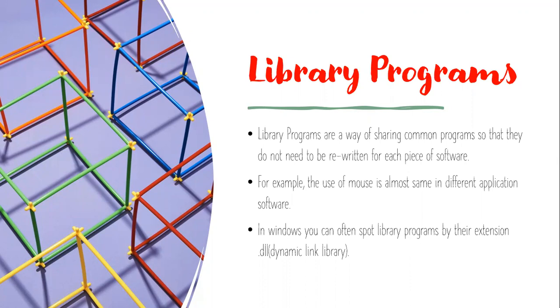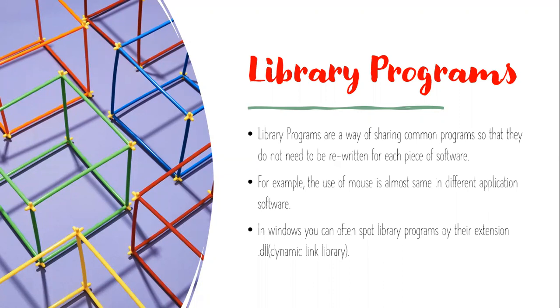For example, take the mouse. If we are using the mouse for each and every process, we are not changing anything in the software of the mouse. We are simply using it for whatever application we are using. Library programs work in the same way.